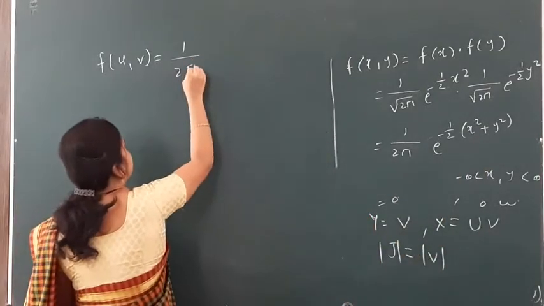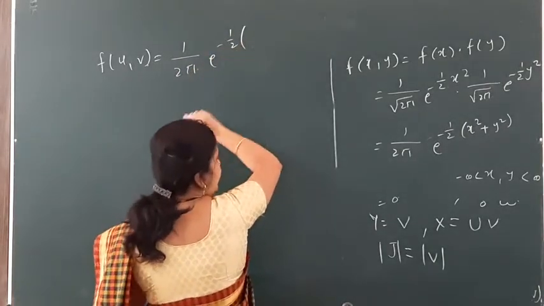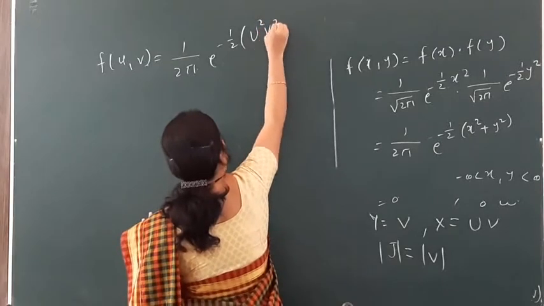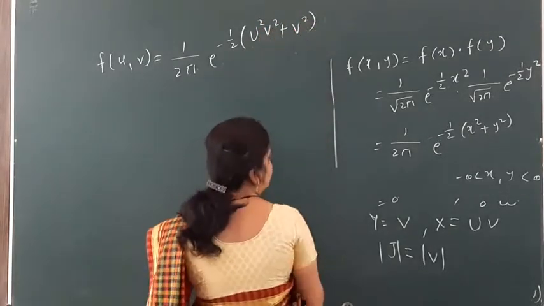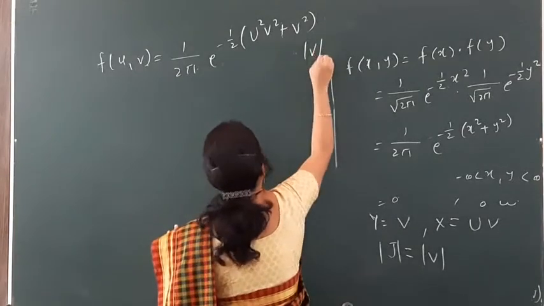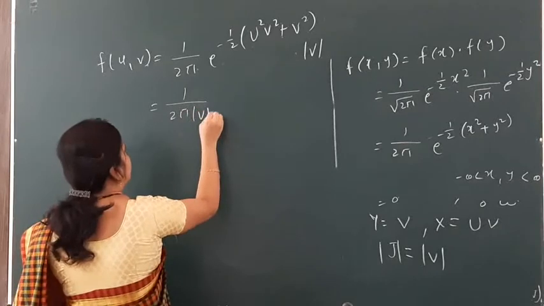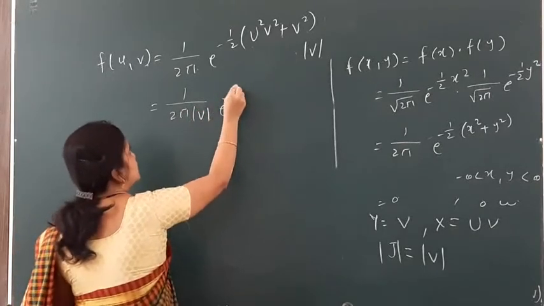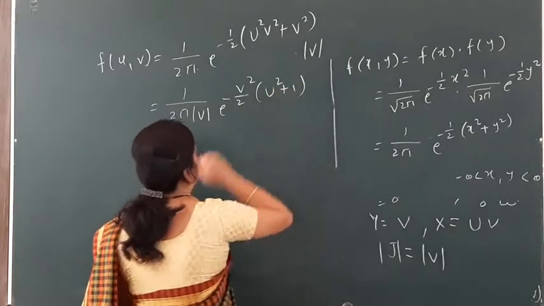See, it comes as 1/2 pi e raised to minus half, x square can be written as u square v square plus v square, into the Jacobian of J, that is modulus of v. Okay, so that means it comes as 1/2 pi modulus of v e raised to minus v square by 2 into u square plus 1.